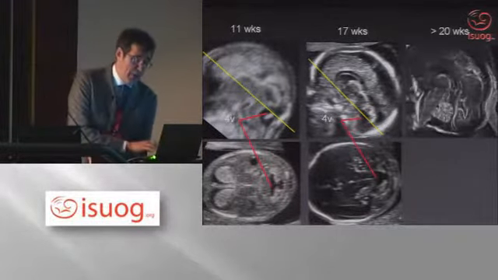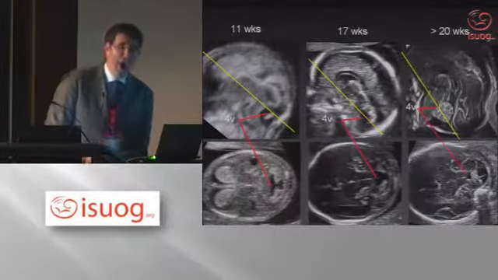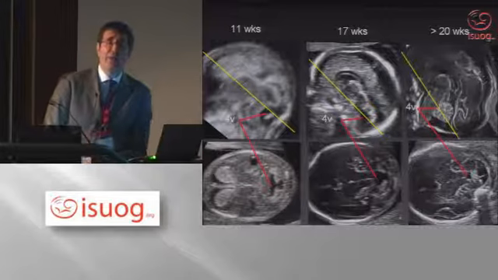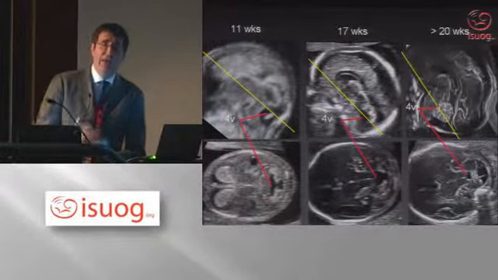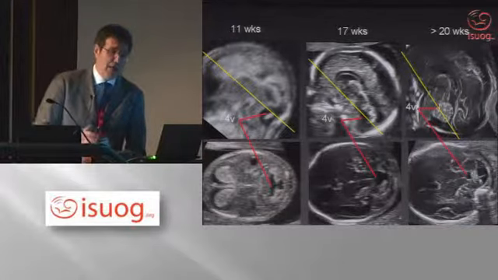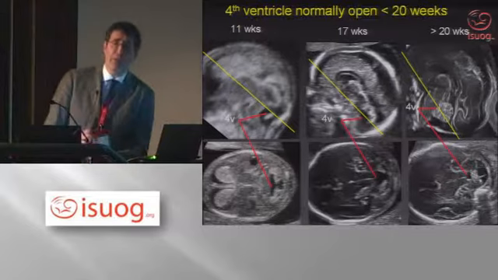Only after 20 weeks, in the majority of cases, let's say around 99.9% of the cases, the fourth ventricle has been completely unfolded by the cerebellar vermis, so let's say it is closed. You have to remember one important rule.